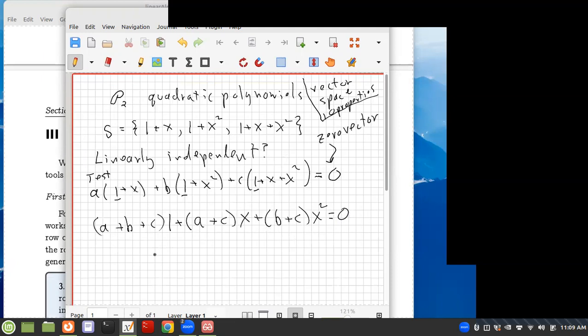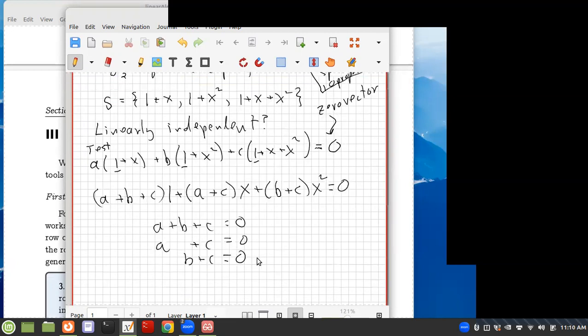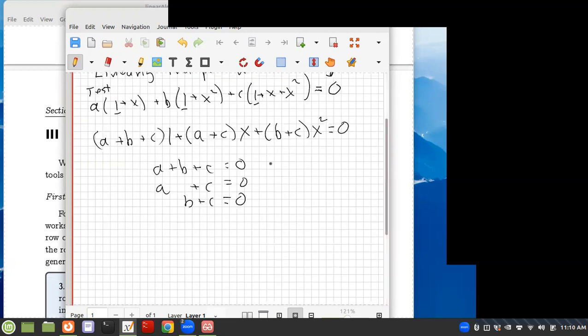For this to be the same polynomial, we have to have a plus b plus c equals 0, a plus c equals 0, and b plus c equals 0. So the test for linear independence reduces to a linear system, for which we can write an augmented matrix: coefficients of the a column, coefficients of the last column, and then we put the constant terms over here.